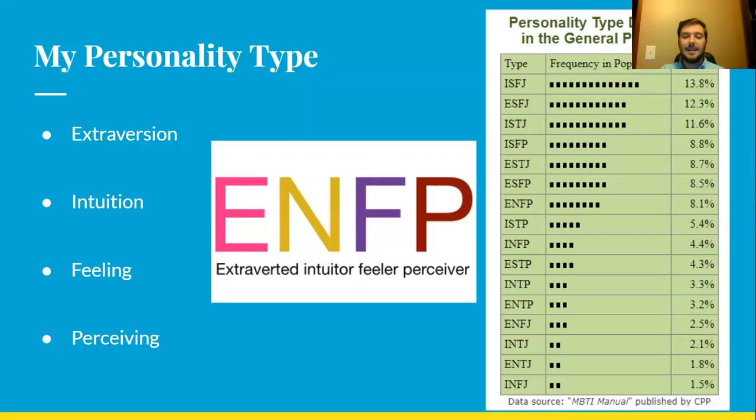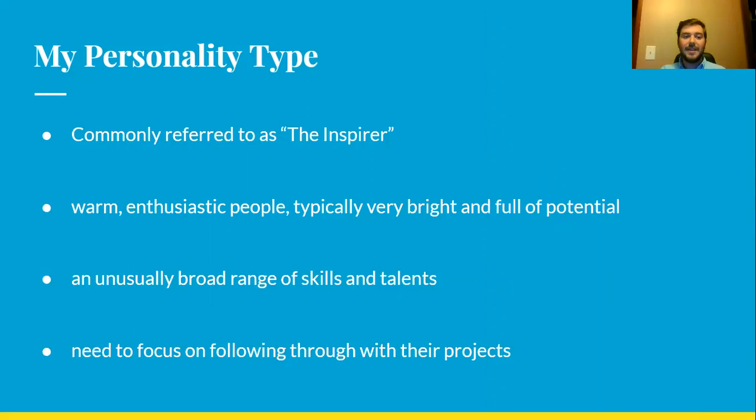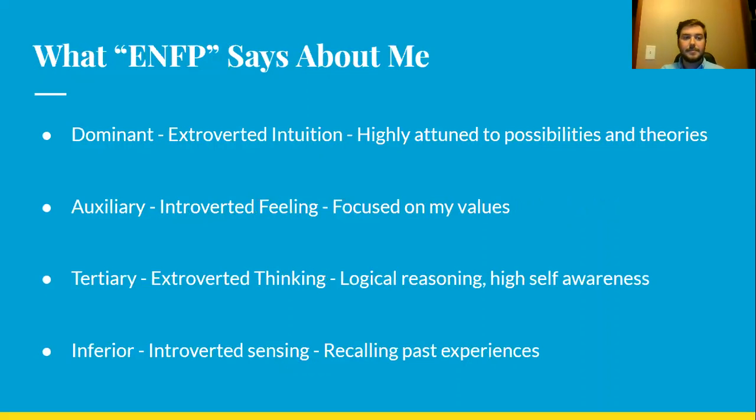After taking the test and getting these results, I obviously wanted to do some research on ENFP, learn what this is saying my personality is, and see how I react to it. After researching, I learned that this personality type is commonly referred to as the inspirer. ENFPs are generally warm, enthusiastic people, typically very bright and full of potential. They have a broad range of skills and talents. A con of being an ENFP is that they need to focus on following through with their projects.